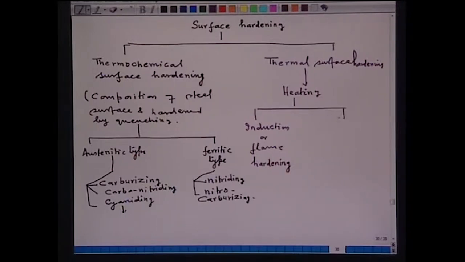Another type of thermal surface heating could be done by laser or electron beam hardening. Now, the idea of thermal surface hardening is to heat the localized surface only, such that you form austenite to a controlled depth, which is then quenched in water or oil or forced air to produce the hard martensite phase.